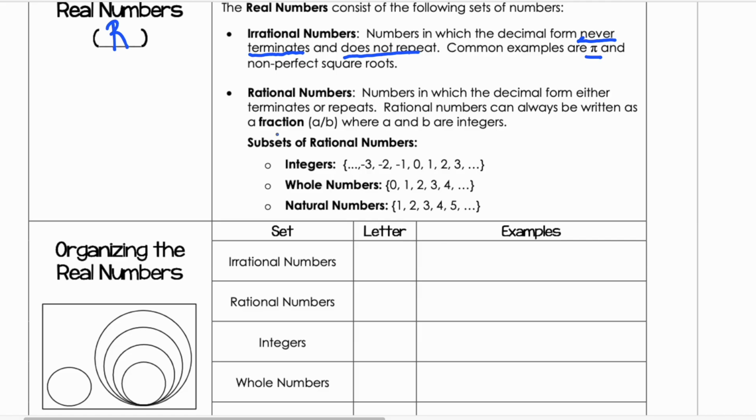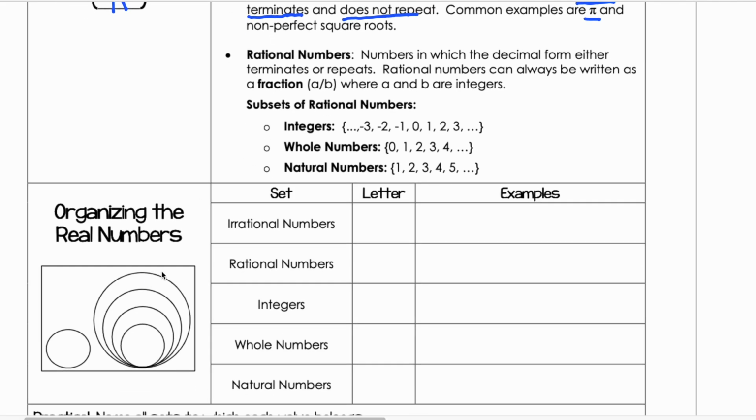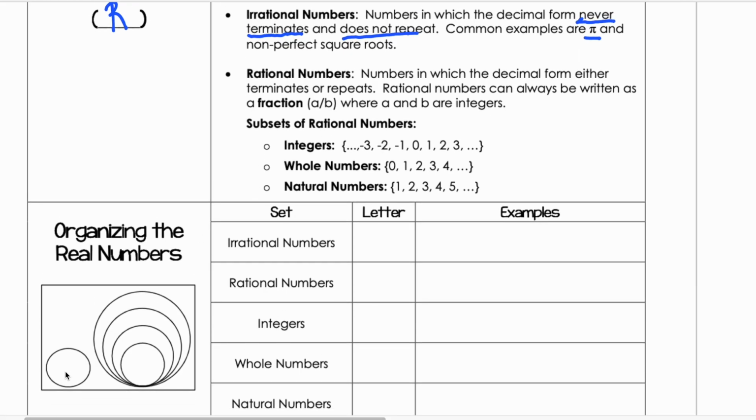Rational numbers, on the other hand, consist of all the other real numbers. Okay, so we can see this picture over here. This little bubble right here would be our irrational numbers, and we would say this is I. Okay, and everything inside this whole box is a real number. And this small portion over here is irrational. Rational, on the other hand, is the first set, or the outermost set of real numbers. And for rational, we use the letter Q.